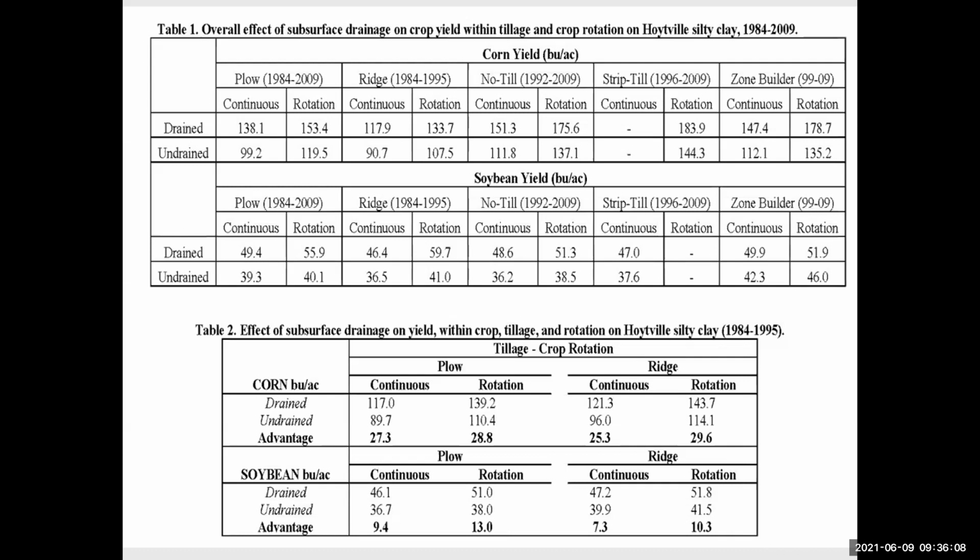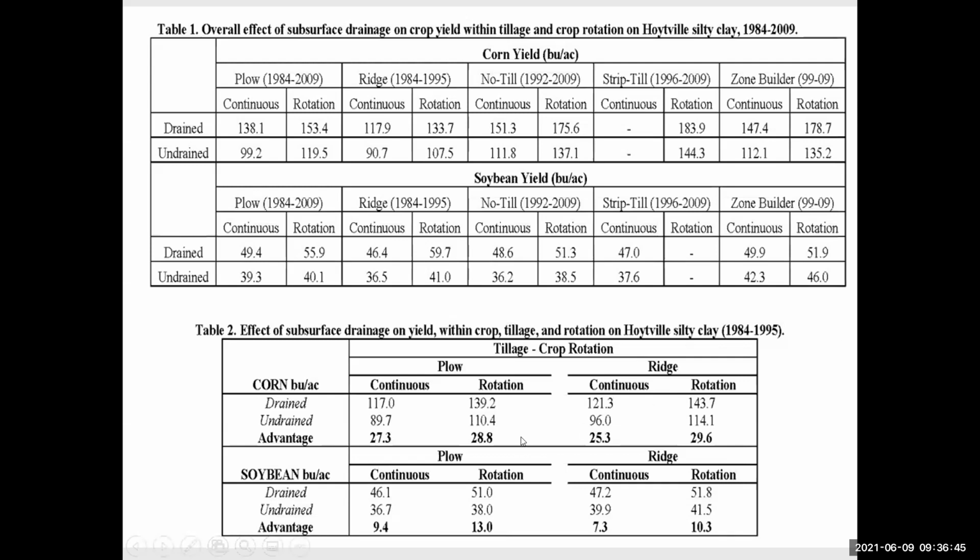Okay, now in the bottom table, from 1984 to 1995, we just evaluated plow and ridge, and I just wanted to bring out something here. We had continuous with each crop, and we had a rotation system set up. So in each year of the study, we had a rotation of corn to beans and beans to corn, and then we had continuous corn and we had continuous soybean. So you can see what the yield advantages are again.